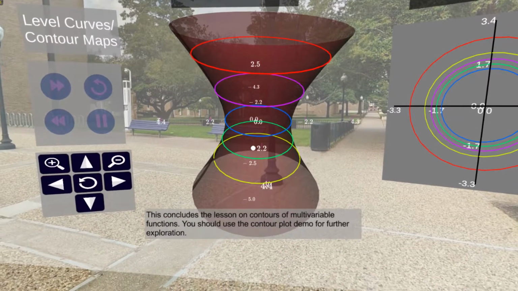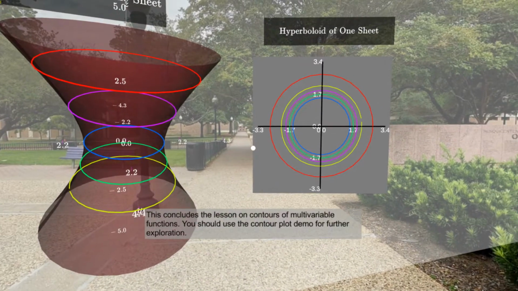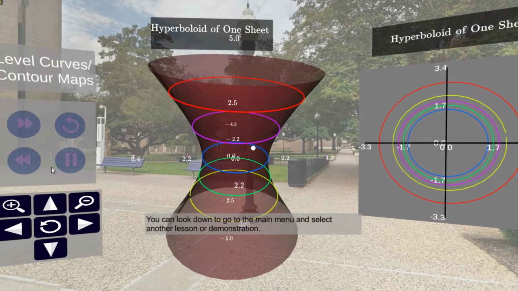This concludes the lesson on contours of multivariable functions. You should use the contour plot demo for further exploration. You can look down to go to the main menu and select another lesson or demonstration.